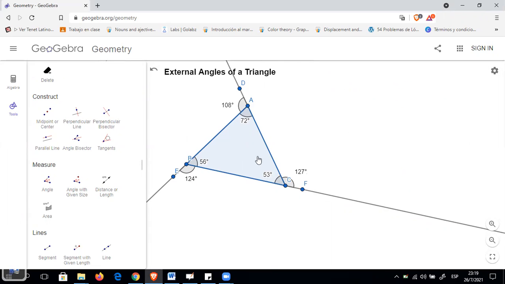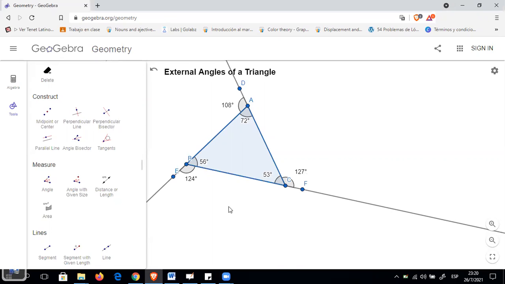Remember that if you want, you can change the color of the triangle, by clicking in the middle and choosing this option. And you can do the same with the color of the angles, but we're not going to do it now.